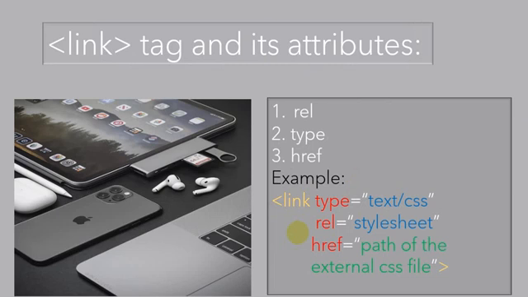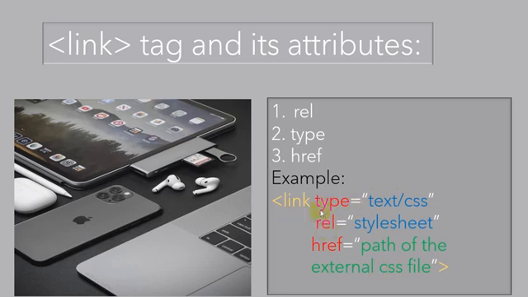So we have two files, one is an HTML file and one is a CSS file. Both files are separate. Now by using the link tag we have to connect, we have to relate both files. To connect our external CSS with our HTML we have a link tag, and the link tag has three important attributes.